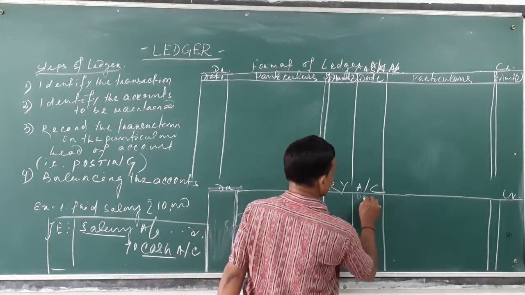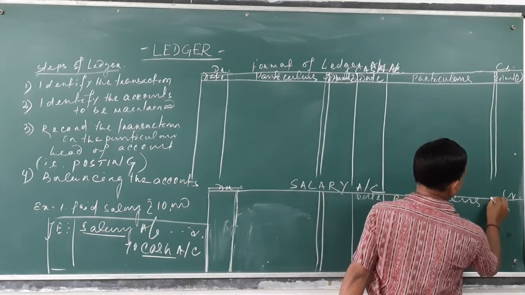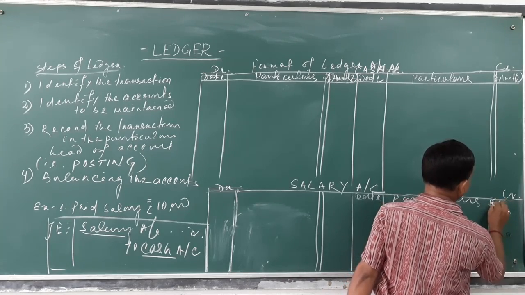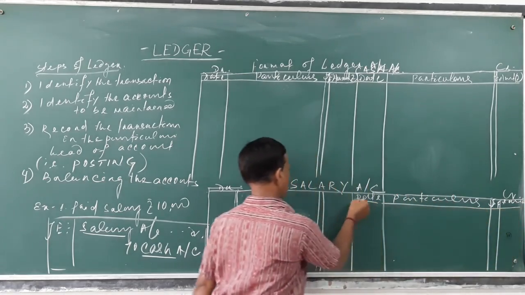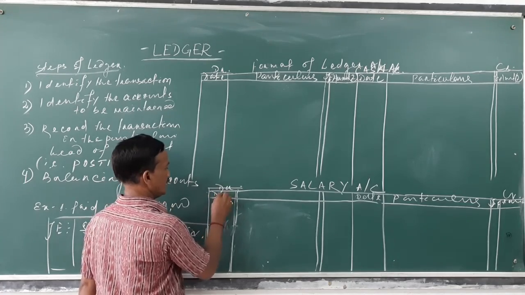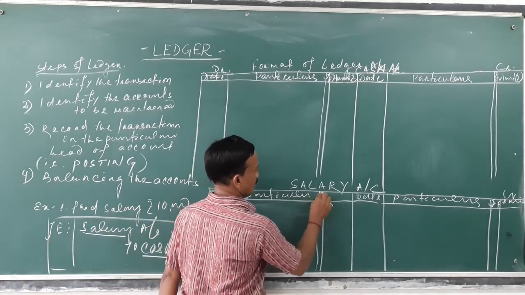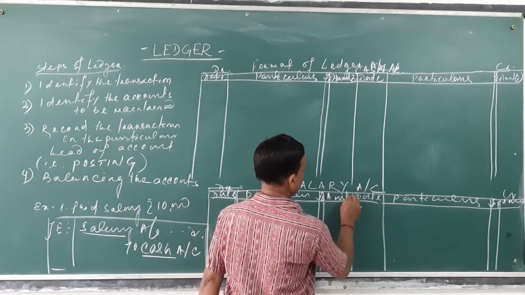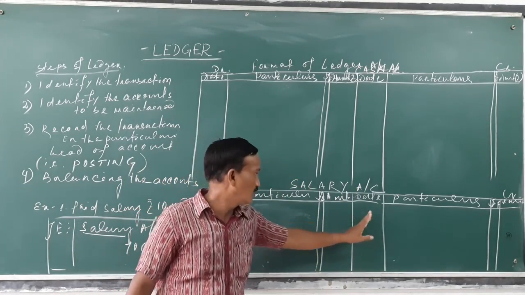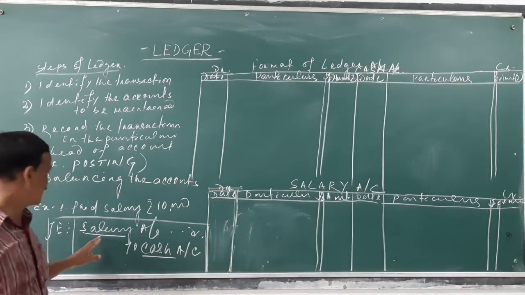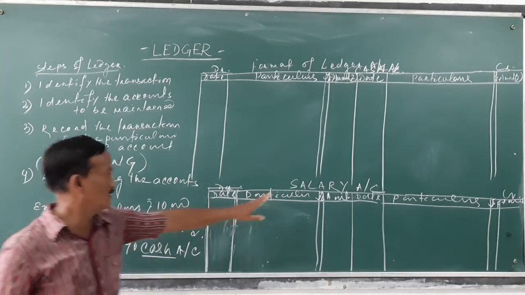This is date, particulars, general folio, amount. So date, particulars, general folio, then amount. This is debit, this is credit, for the cash account and for the salary account. In the first transaction, the salary account is debited to cash account. So this is the cash account, and this is the salary account.